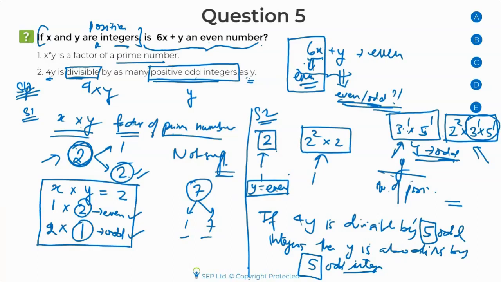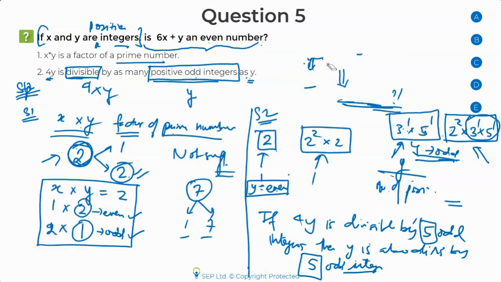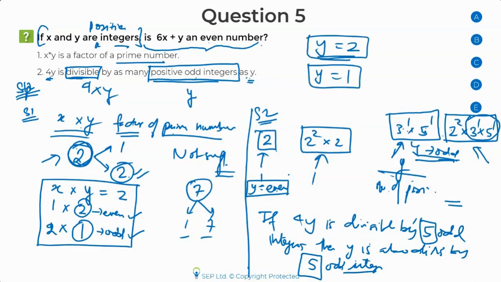Now, even if I combine both these statements, I'll still have two different cases. One case could be where y is 2. The other case could be y is 1, something like this. I don't know which one it is. Even if I combine them, I'll still have two different cases. So I won't be able to figure out whether y is an even number or an odd number. Thus, the answer in this case is going to be option E.